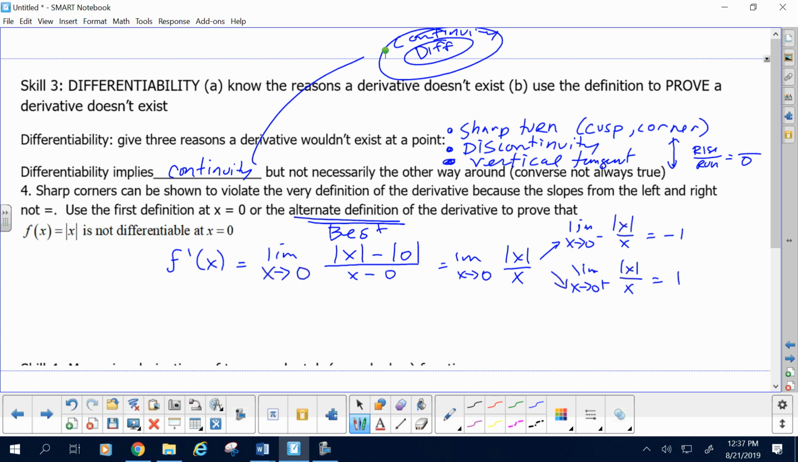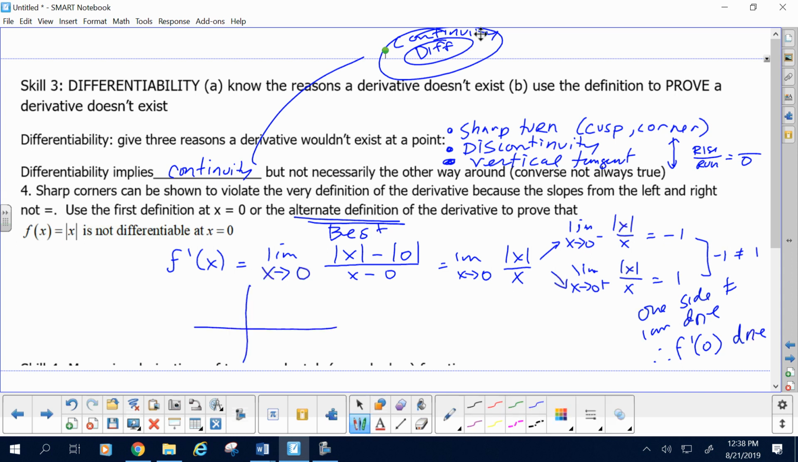Well, the slopes from the left, remember, this isn't just a limit problem, this means slopes. If the slopes between 0 and a point on the left approach negative 1, and the slopes from 0 and the right approach positive 1, well, if these aren't the same, if negative 1 is not equal to 1, the one-sided limits are not equal, therefore the limit does not exist, and therefore I conclude that f prime at 0 does not exist.